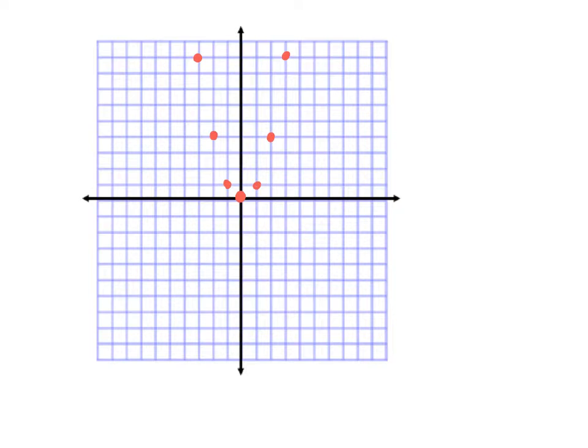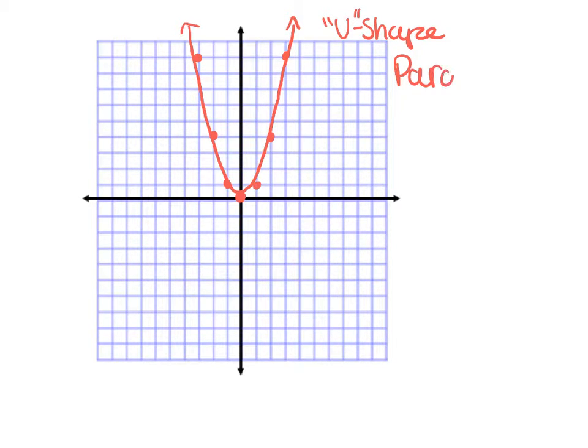So using your table, you have to make sure that you are getting points that actually will make it look like your U. You have to make sure that once you are connecting your dots, it looks like what you have on the graph in your calculator. So it should have this U shape. So it's a U shape. This is also called a parabola.